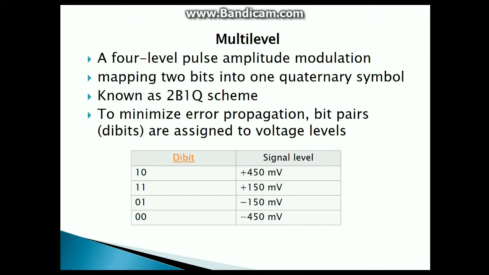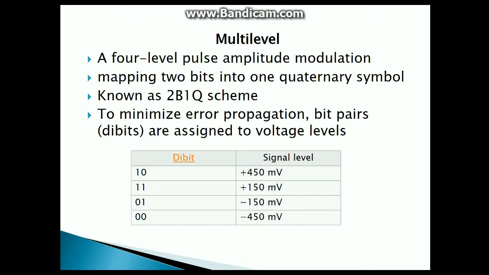Let's do some recap on the multi-level. It is a 4-level pulse amplitude modulation. Usually, it maps 2 bits into 1 quaternary symbol. It is known as the 2B1Q scheme. To minimize error propagation, bit pairs, known as D-bits, are assigned to voltage levels.